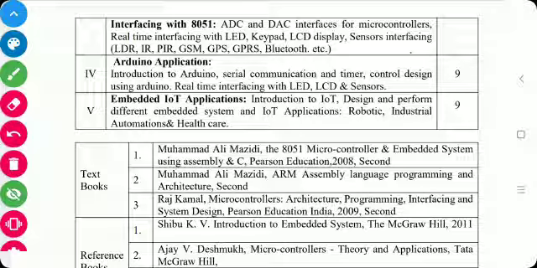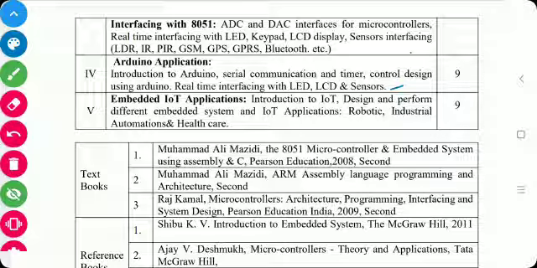Then Arduino applications. The fourth unit is based on Arduino applications: introduction to Arduino, then serial communication and timer, control design using Arduino, real-time interfacing with LED, LCD and sensors. Then unit 5 is embedded IoT applications: introduction to IoT, design and perform different embedded system and IoT applications, robotics, industrial automation and healthcare. So these are the IoT applications that are part of unit 5.